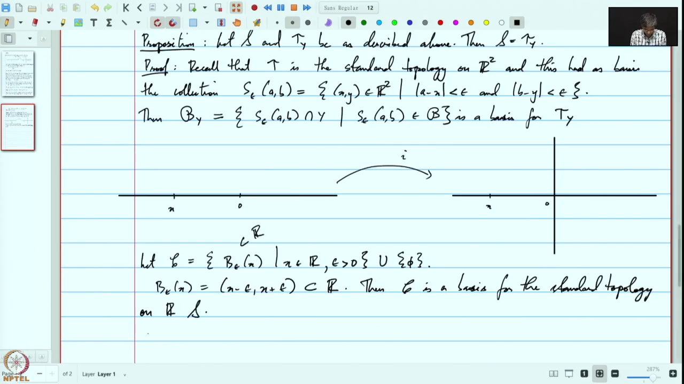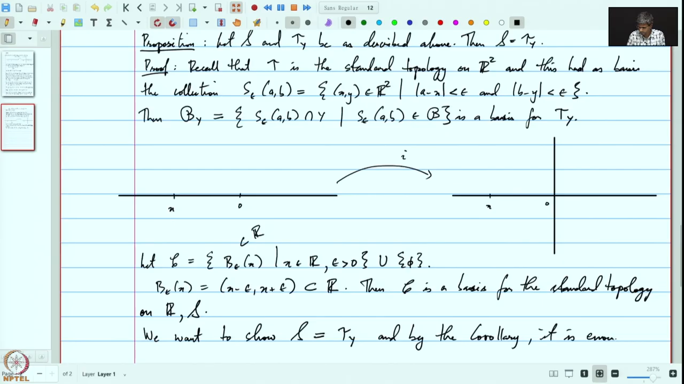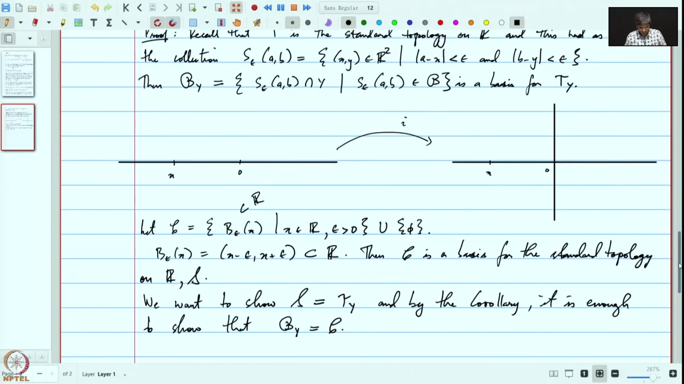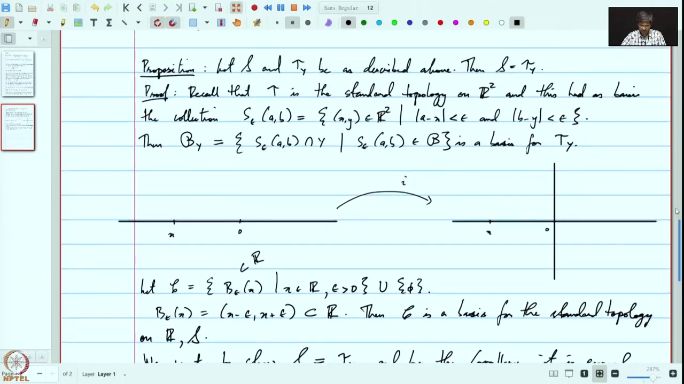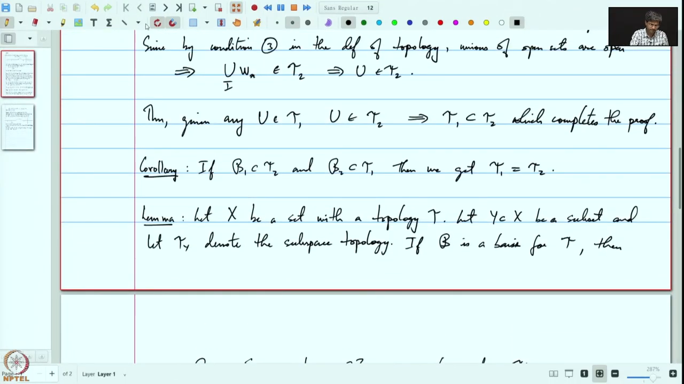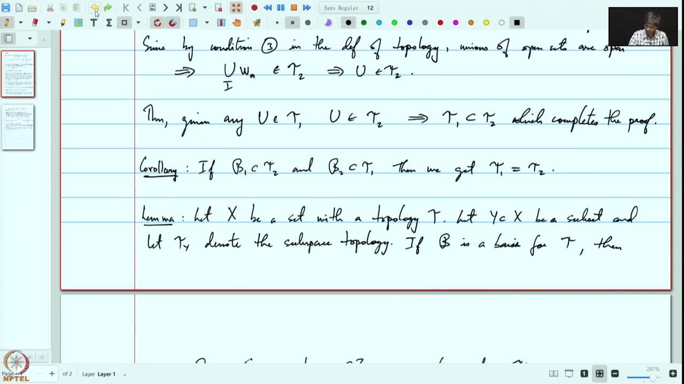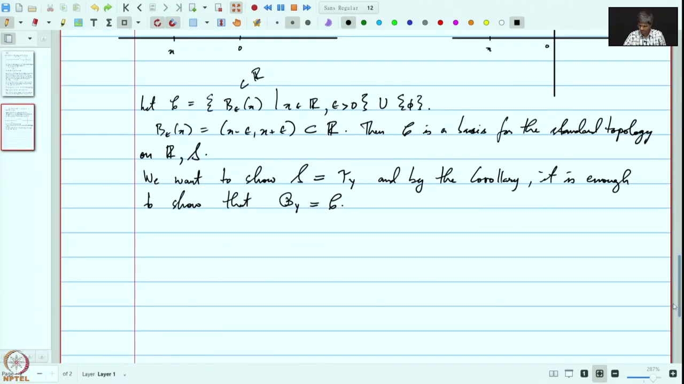Okay, so we want to show S is equal to tau Y, and by the corollary, it is enough to show that B sub Y is equal to C. So C is a basis for S, and B sub Y is a basis for tau sub Y. We want to show that S is equal to tau sub Y, and therefore we will apply this corollary. Okay, so let us check that B sub Y is indeed equal to C.